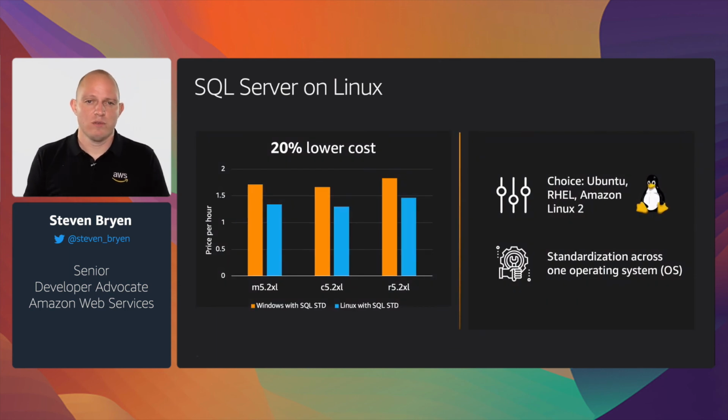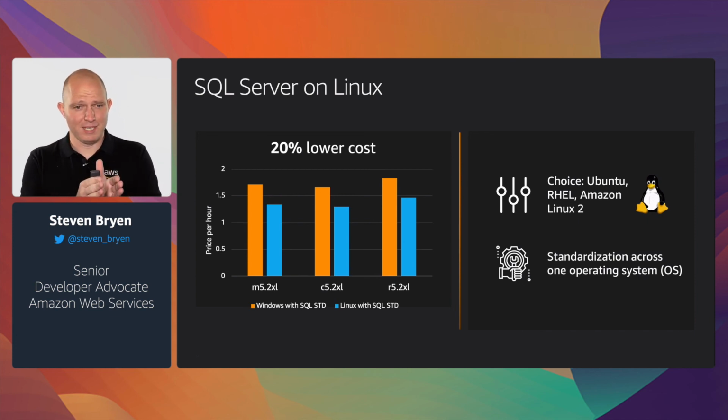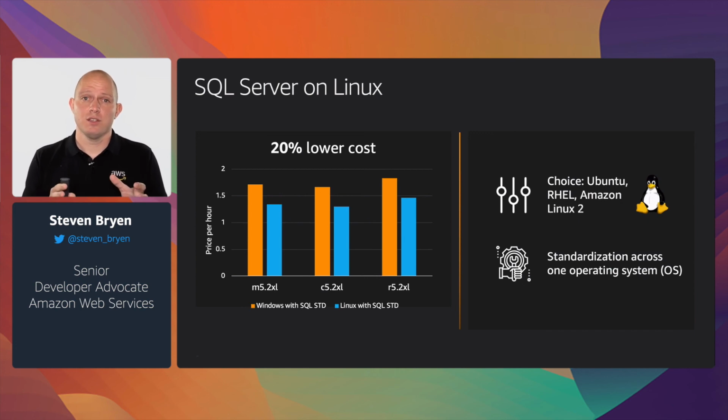So first thing is SQL Server on Linux. Again, huge cost savings here, 20% cost savings versus running on Windows. This is based on data from running Windows with SQL Server Standard and Linux with SQL Server Standard. You can see across our M5 general purpose, our C5 compute optimized, and our R5 memory optimized instances that there's a huge benefit in running SQL Server on Linux. You can choose the operating system, so you can run that on Ubuntu, Red Hat Linux, or Amazon Linux. So if you're already standardized on Red Hat, for example, or Ubuntu in your organization, you can standardize across one operating system for your SQL Server workloads as well.